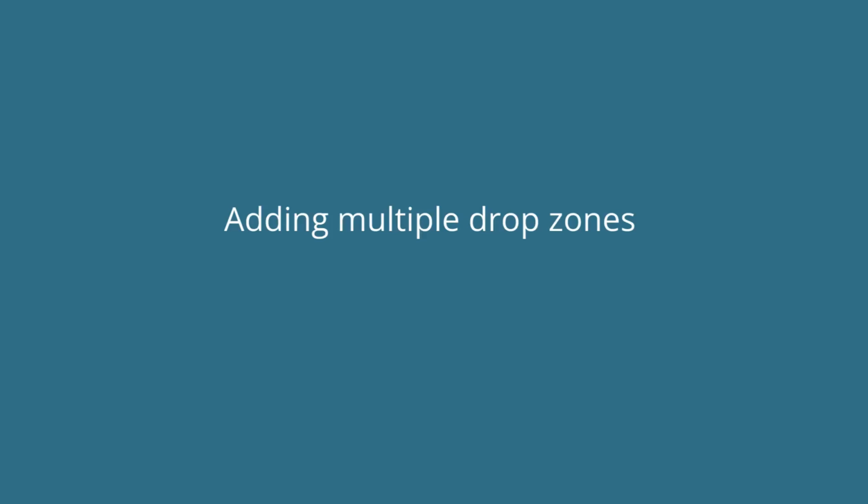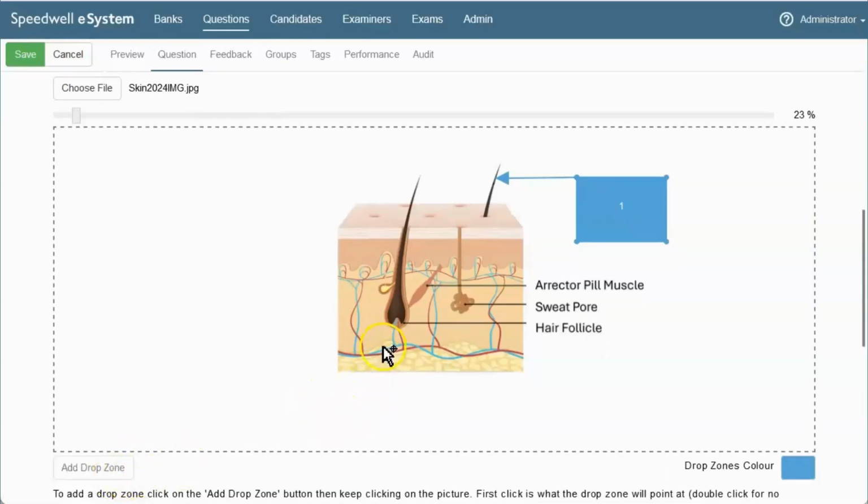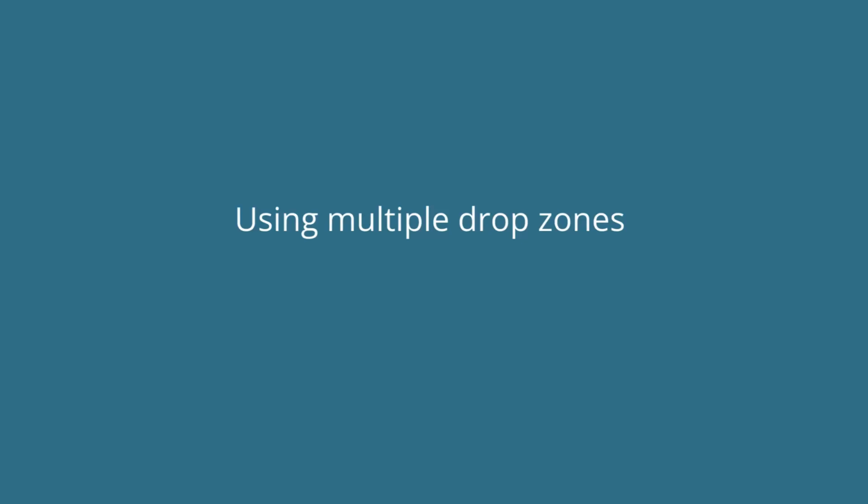Each question can have multiple drop zones. I'll add another drop zone. I'll click on the image to start the arrow, then I'll click to start the box and drag the drop zone out like this. If you make a mistake, there's a delete button here. As well as multiple drop zones, each drop zone can have multiple responses.